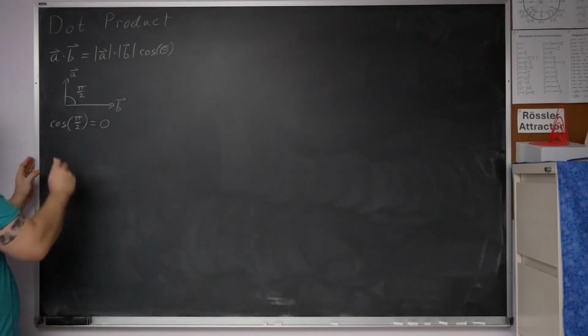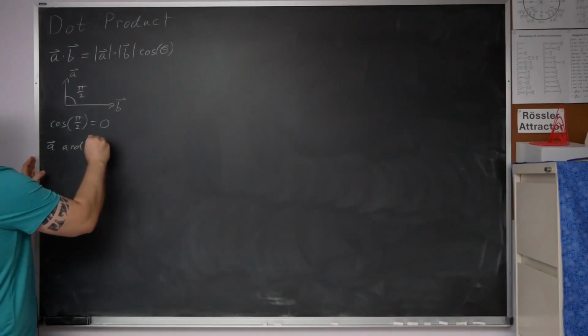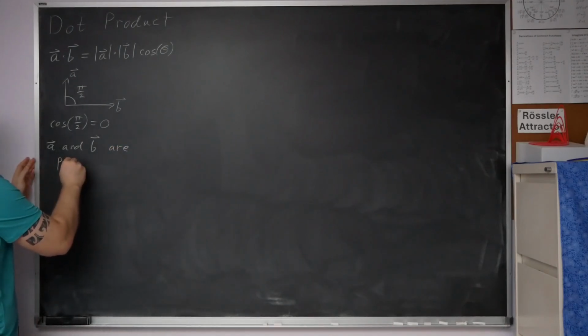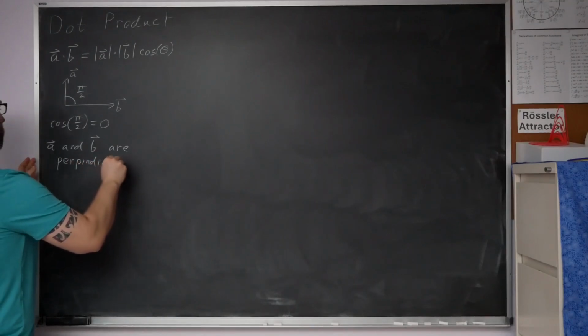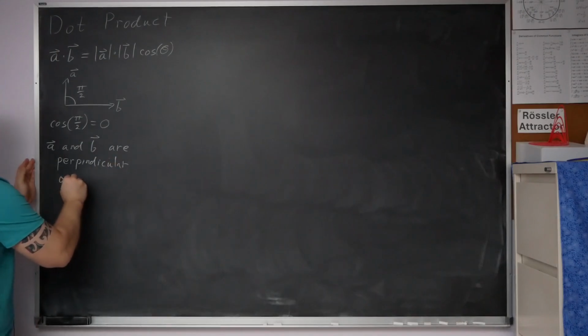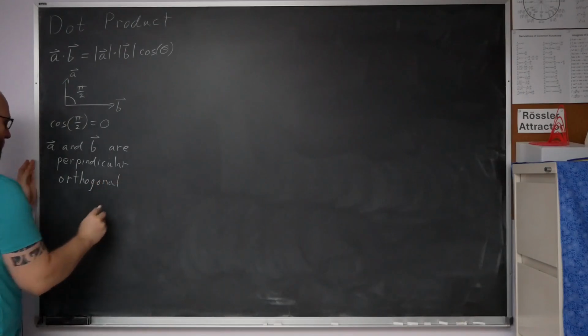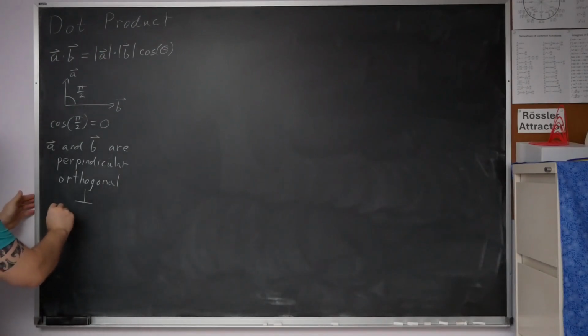All right, so if A and B are, and it's got a few names, perpendicular, orthogonal. Sometimes you actually see this symbol, which is supposed to be a right angle. It's also, form a right angle.